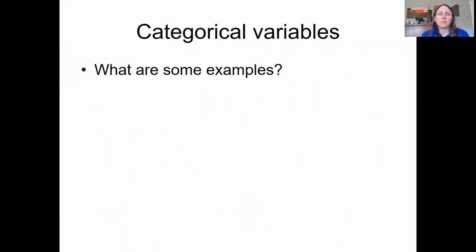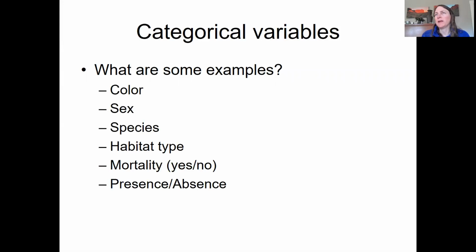Categorical variables can be a variety of things. They can be things like color: red, green, blue. They could be sex: male, female, intersex. They could be species, so different types of species. Each species name is a category. Habitat type, so are you comparing lakes and streams, or three different lakes, different forest types? Something is either alive or dead, that's a good category. So mortality data would be categorical data. Presence, absence, sometimes we deal with communities in terms of presence and absence.